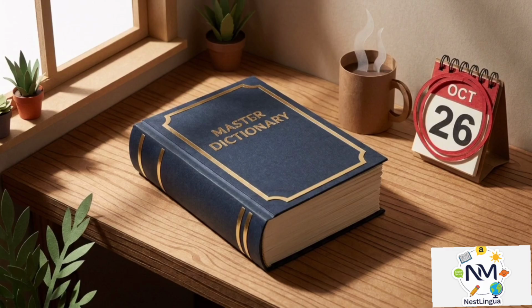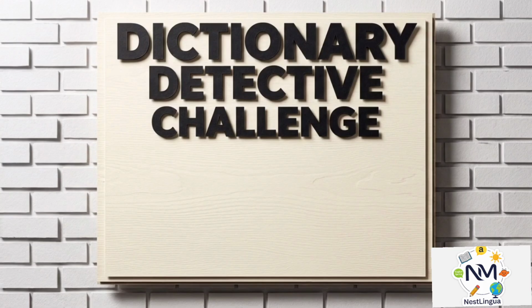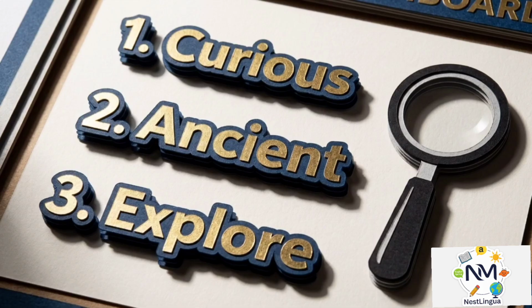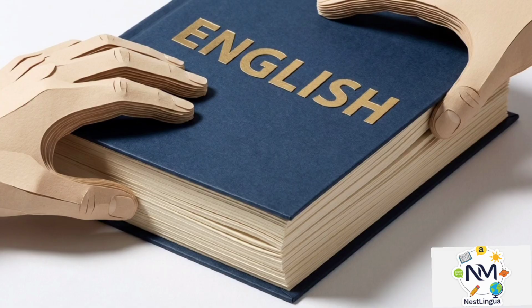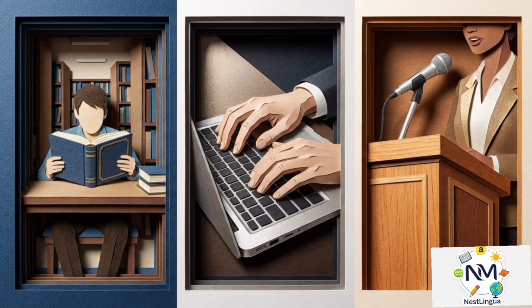Your objective now is consistency. Commit to hunting down just one new word every single day to expand your vocabulary through active practice. To start your practice, take a look at this assignment board. Grab a dictionary, apply the 5 steps, and research the exact definitions for curious, ancient, and explore. Consistent, independent dictionary use is a non-negotiable habit. It is a skill shared by all great readers, writers, and speakers.